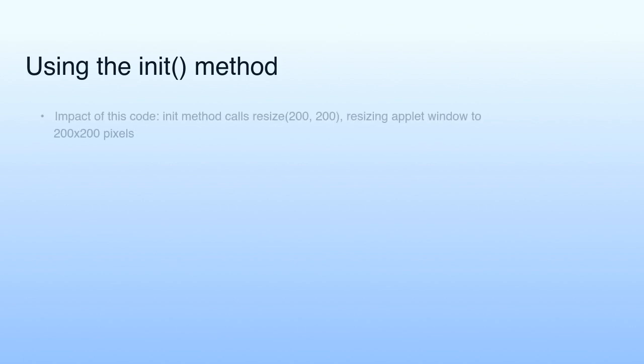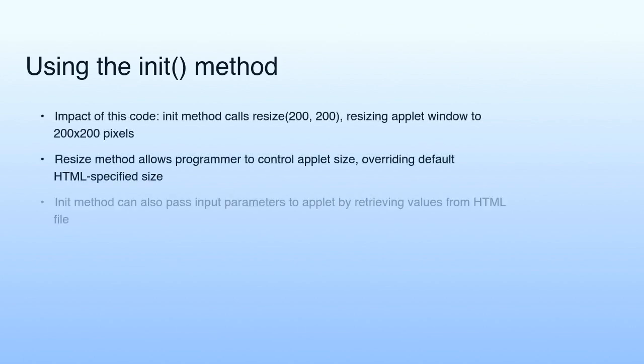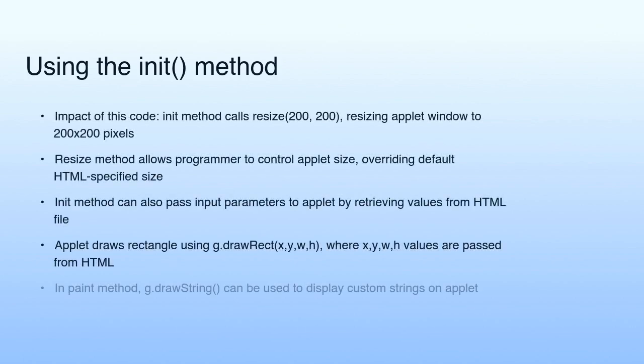The init method is particularly important, as it allows programmers to reconfigure the applet's properties, such as resizing the window, retrieving input parameters from the HTML file, and drawing shapes or displaying custom strings using methods like g.drawRect and g.drawString.